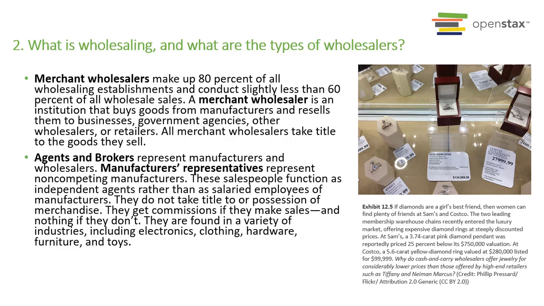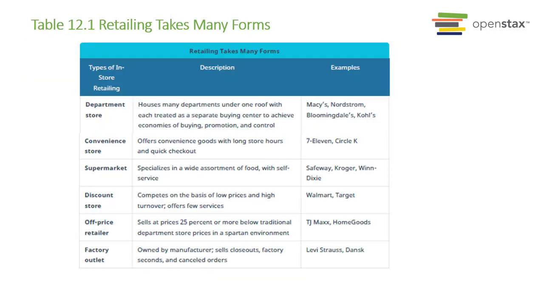What Costco has been doing is really pretty amazing, because by getting rid of all of these intermediaries, it is being able to sell things. In this case, it's showing you a 3.74 carat diamond, priced 25% below its $750,000 valuation at Costco, etc. So anyway, just showing you that in this case, it really does matter in terms of strategy and intermediaries when it comes to cost.